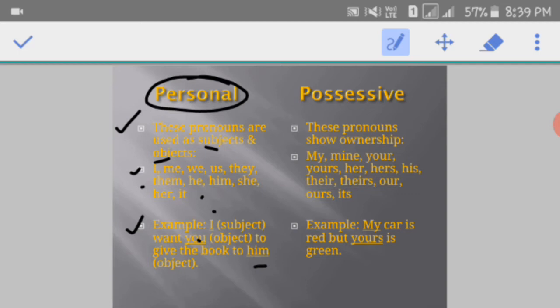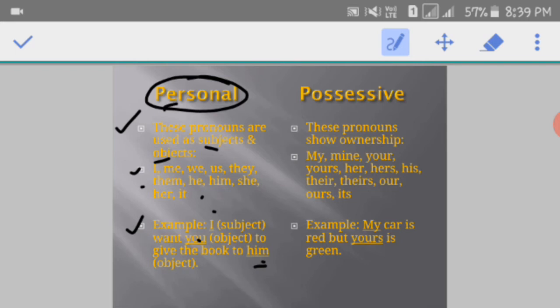So what pronouns are here? The very first pronoun is I, the second one is you, the third one is him. Here I is a subjective pronoun, and the rest, you and him, are objective pronouns, and they are both called personal pronouns.